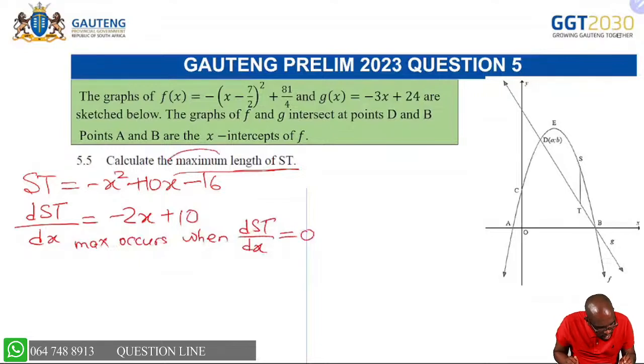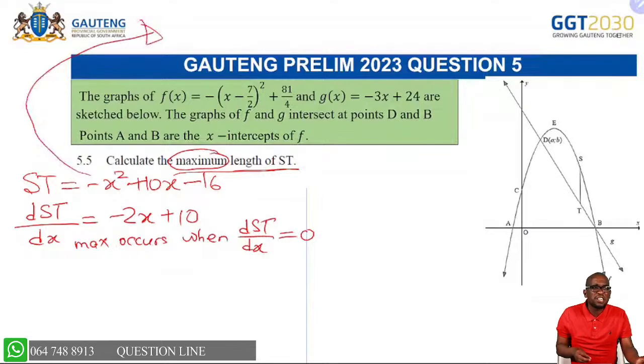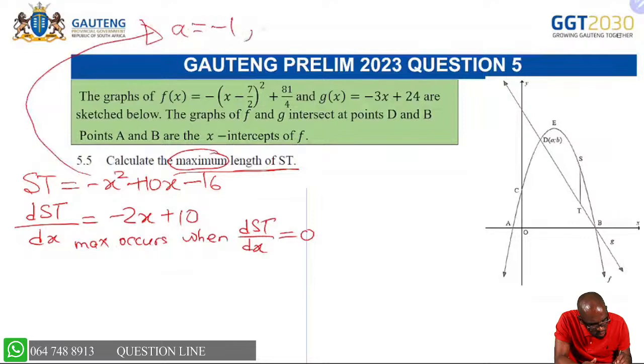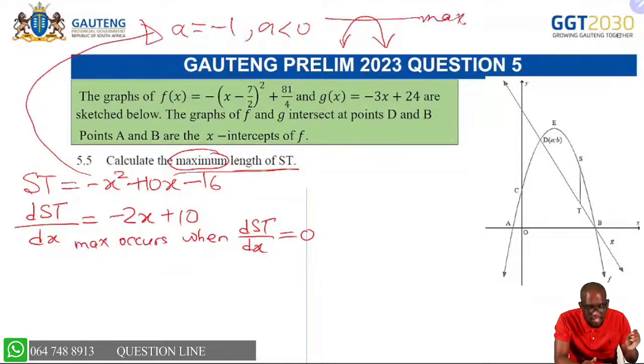There's a reason why they are saying maximum. If you look at this equation, it represents a parabola with an a value of minus 1, which means a is negative. It means it will be concave down, and if it's concave down, then it has a maximum turning point. Hence here they did not say minimum, but they said maximum. So it's important to also analyze it that way.